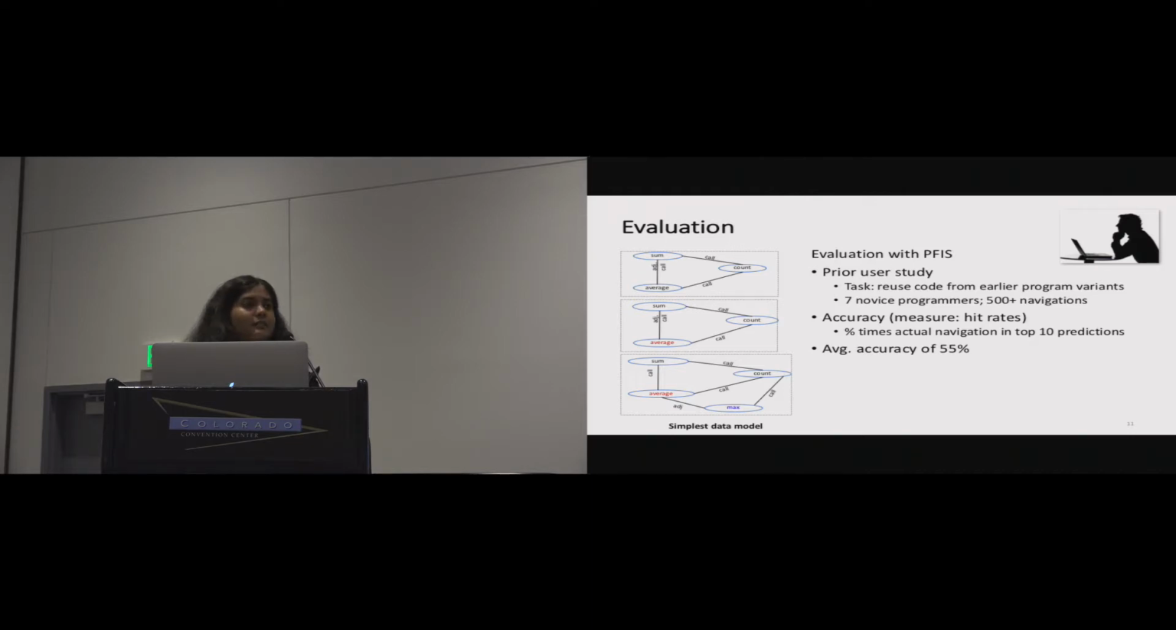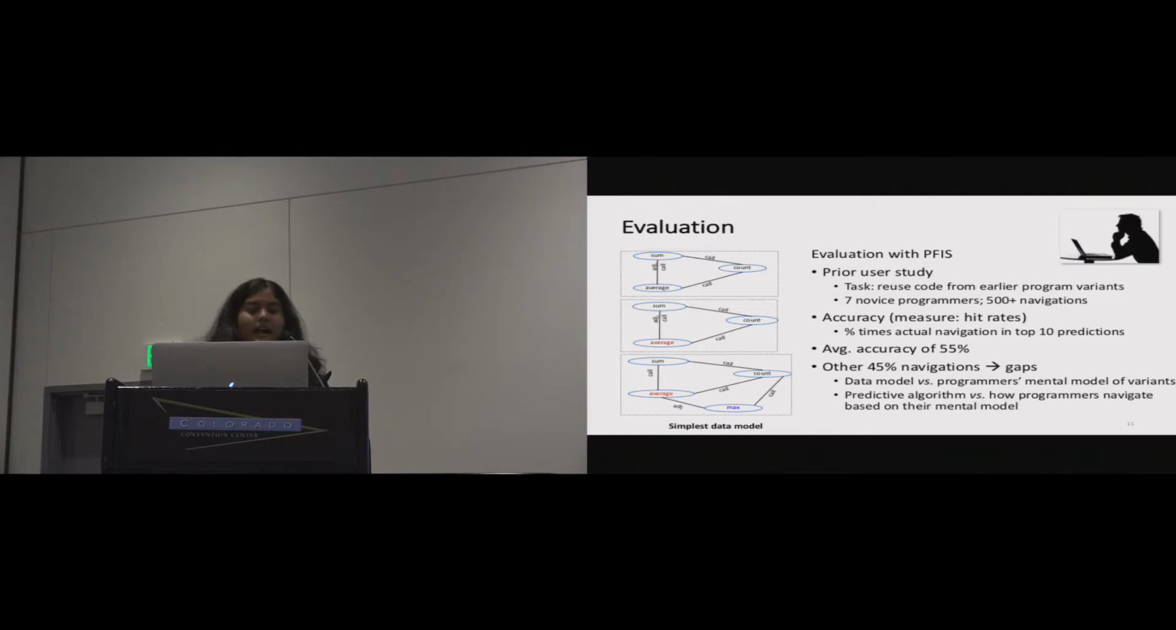So we got an average accuracy of about 55%, which is actually good because we can explain over half of the navigations that programmers made. But the remaining 45%, what about them? They actually tell us that there are gaps in our understanding. And these gaps could come from two different places. One is, do our data models actually represent the mental models of programmers, the programmer's mental model of the variants? And the second source of gap is, does the predictive model actually reflect how programmers navigate with these mental models in their head?